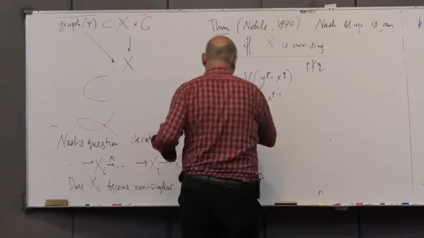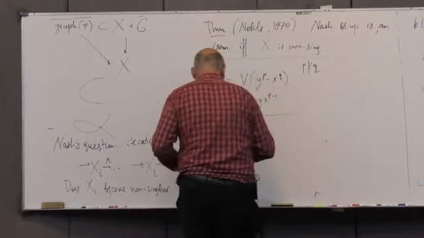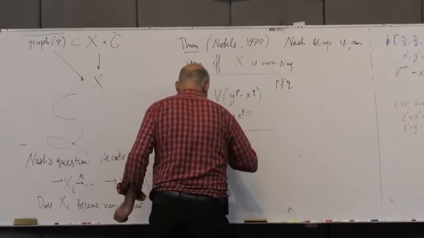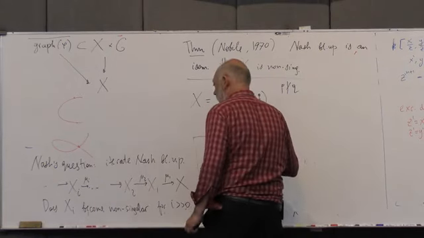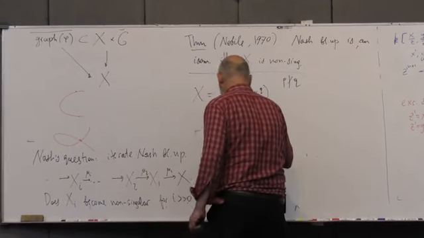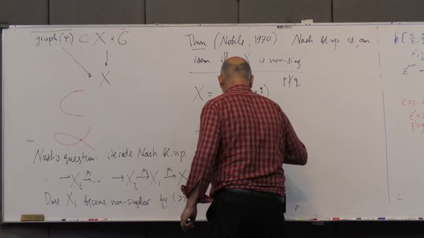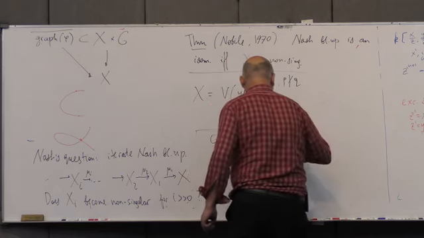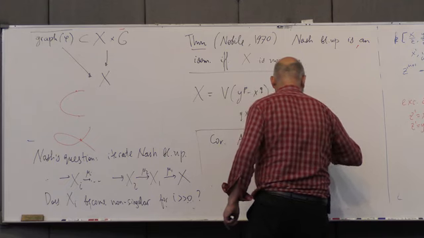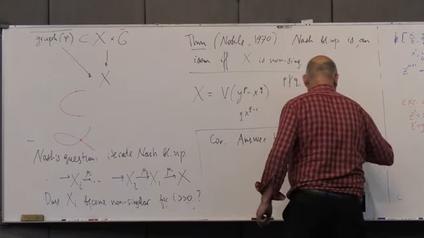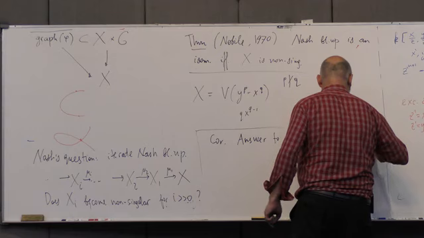Okay, and then an immediate corollary of this, or almost immediate, is that the answer to Nash is affirmative, yes, in characteristic 0, if the dimension is 1.